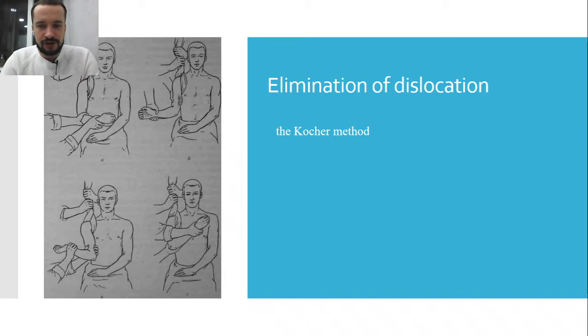Reduction of dislocation. There are more than 50 ways to eliminate shoulder dislocation. The most famous is the Kocher method, 1870.